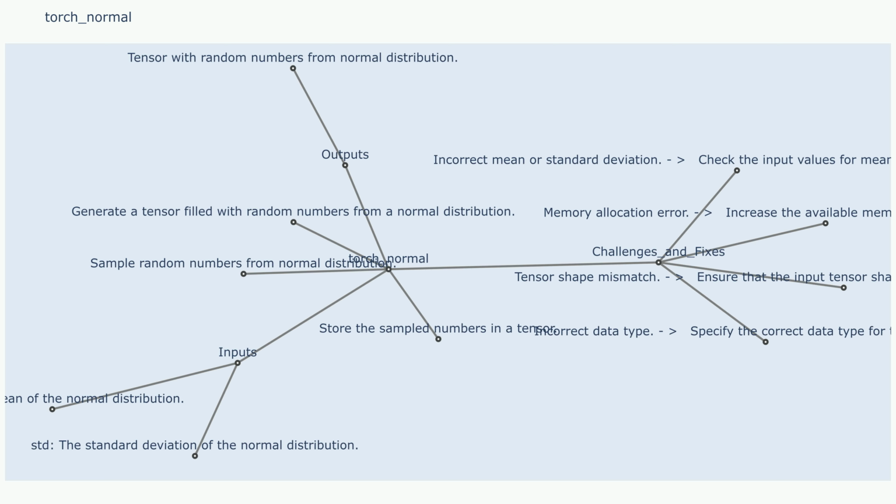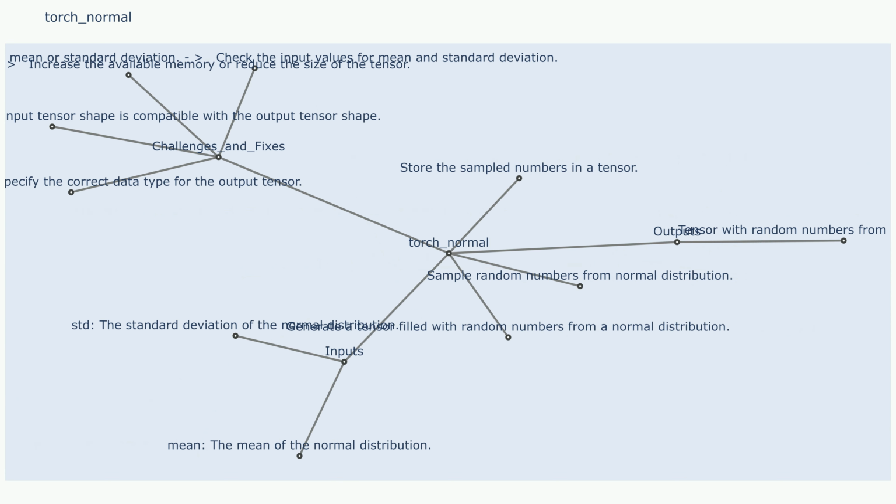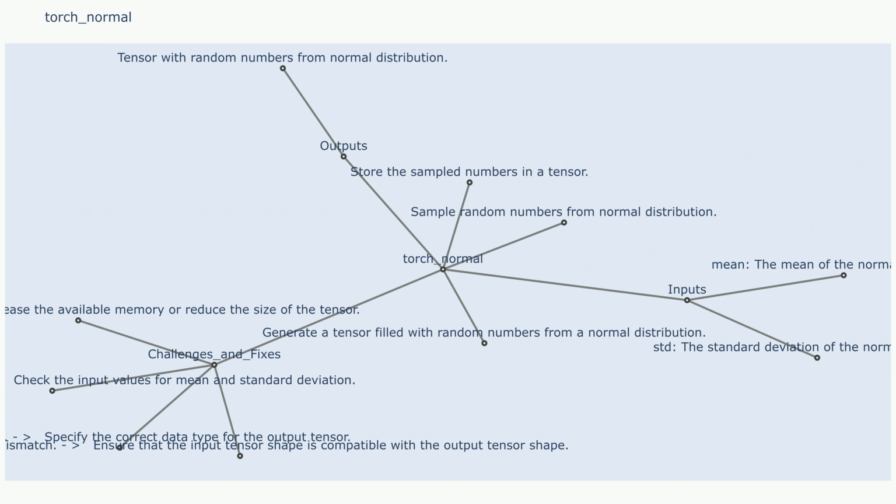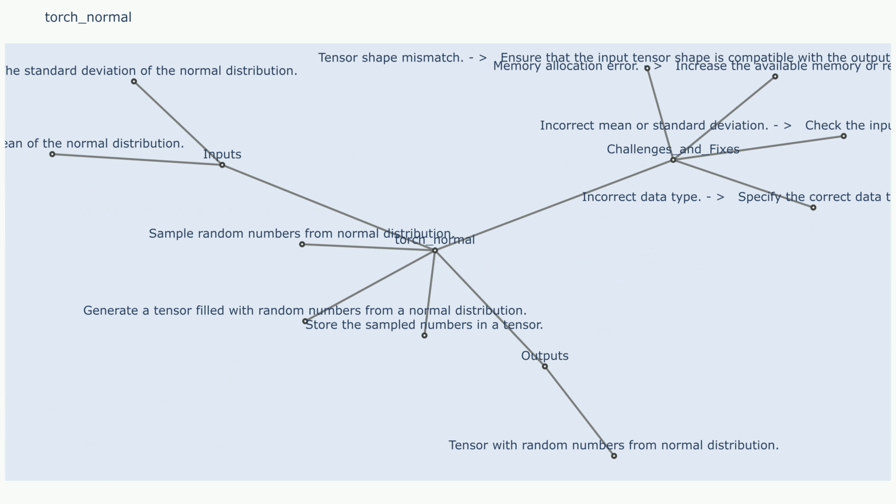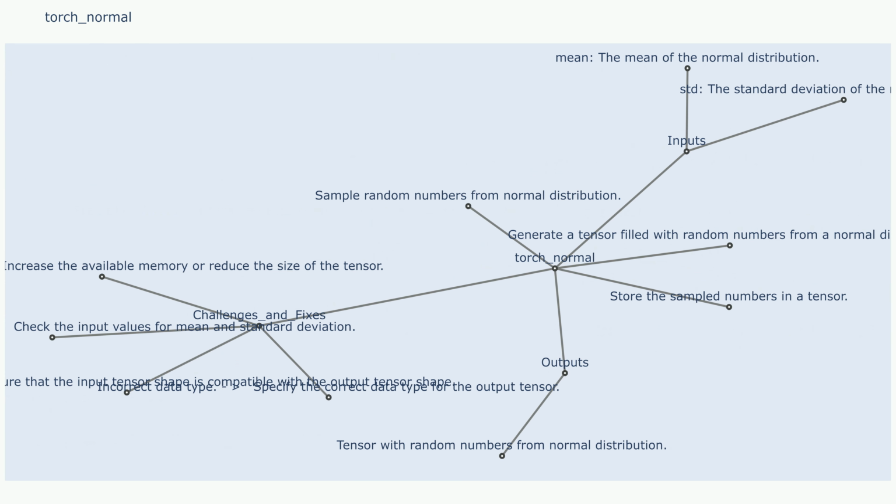Torch.normal. Description. This function draws random numbers from a normal (Gaussian) distribution. It is used to generate random samples that follow a bell-shaped curve, characterized by a mean and standard deviation. Inputs. Mean: this parameter determines the center of the distribution. It specifies the expected value of the random samples. STD: this parameter controls the spread of the distribution. It represents the standard deviation, which measures how much the values are dispersed around the mean.